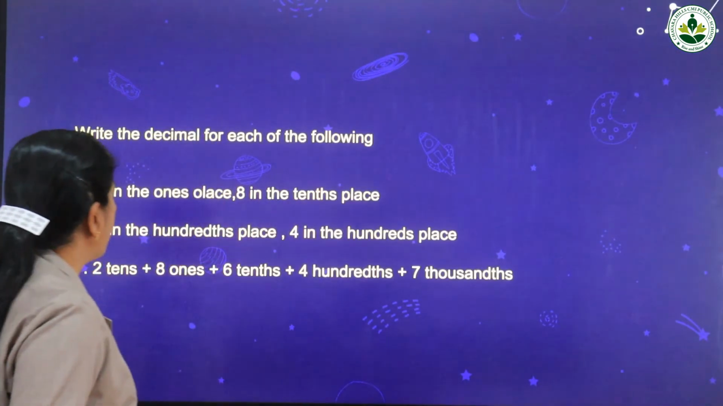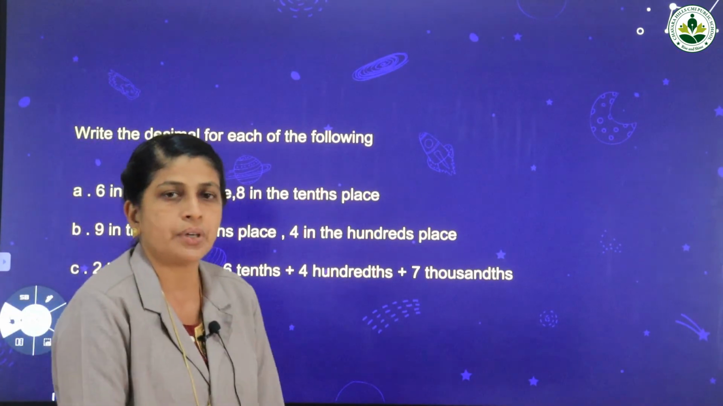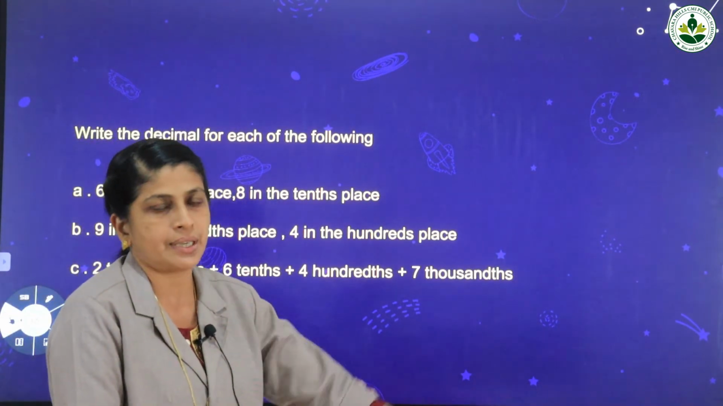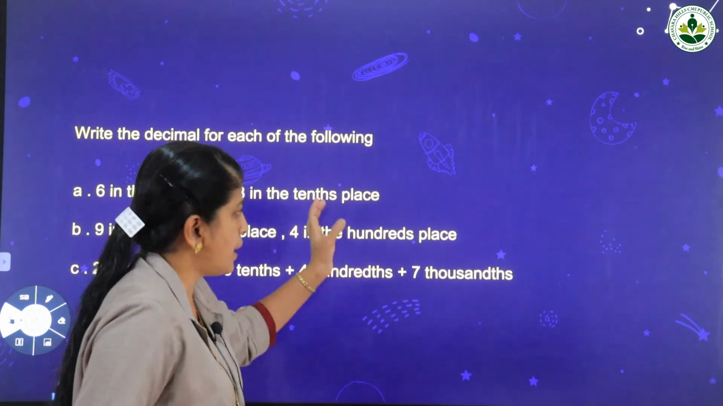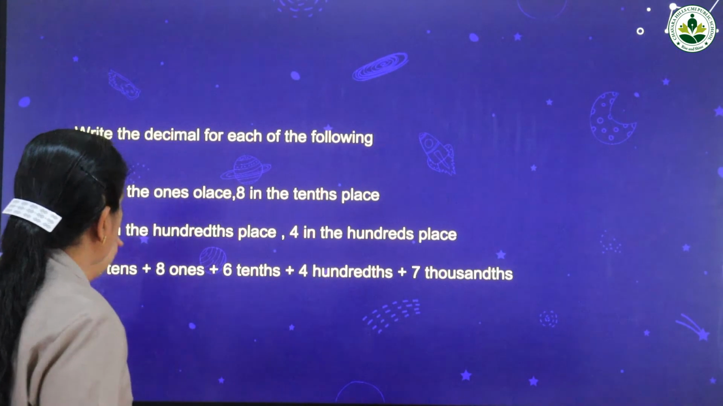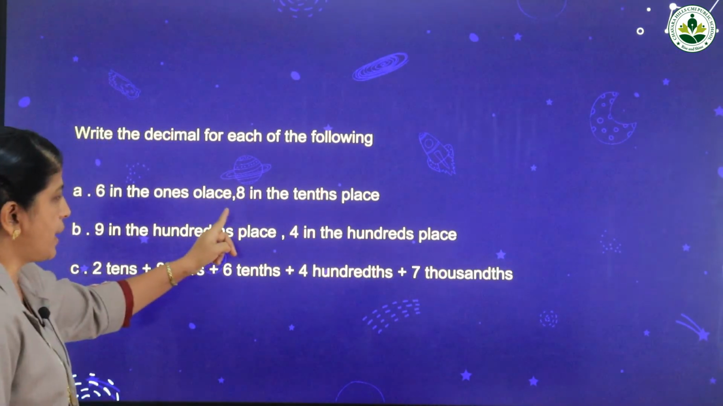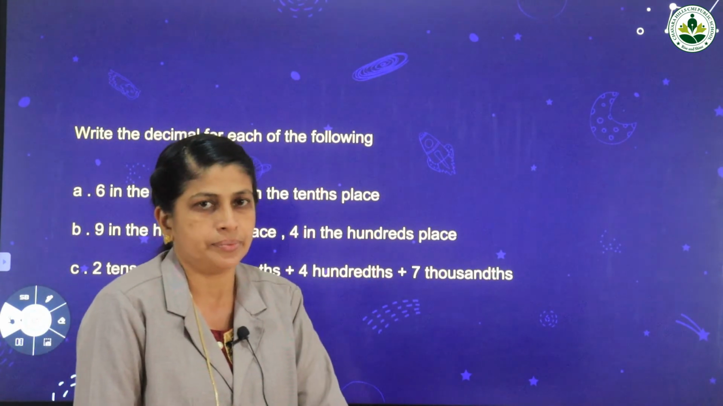Write the decimal for each of the following. Some clues are given. You have to write the number. Some digits are in the hundreds place or some digits are in the tenths place. Using those clues, we are going to write the decimal number. First question: 6 in the ones place, 8 in the tenths place. Therefore, we have to write the number.